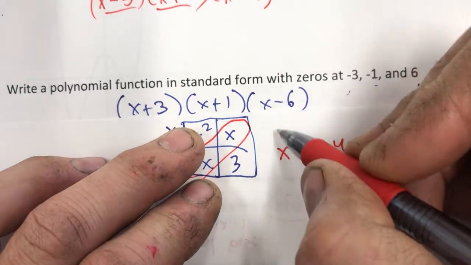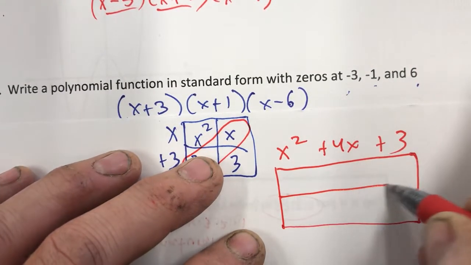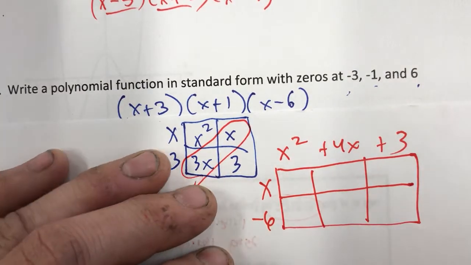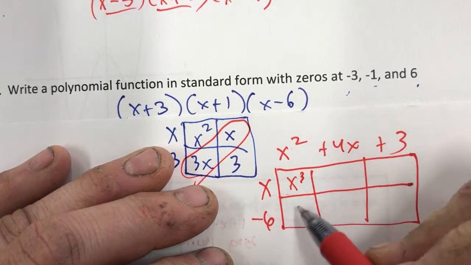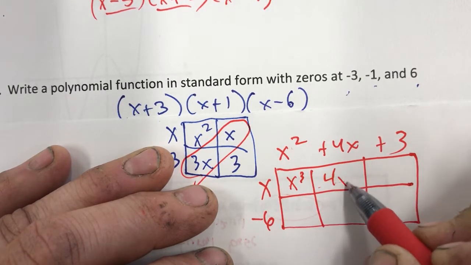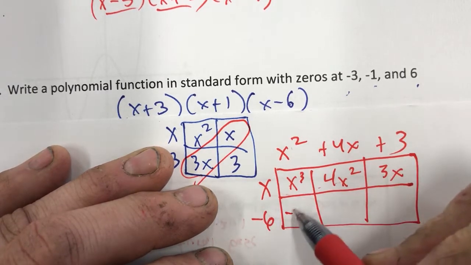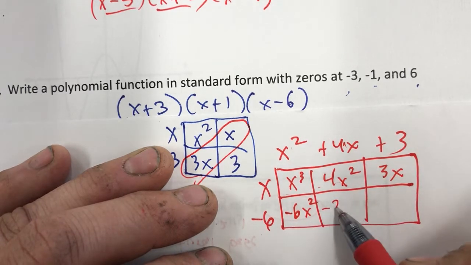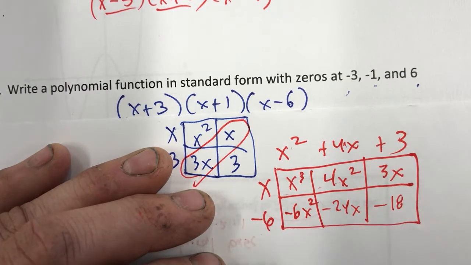All right, now we got to take this third one and multiply it. So I'll build a box underneath that. And it's x minus 6. All right, so right here, this is x squared times x, which is x to the third. X times 4x is 4x squared. X times 3 is 3x. X squared times -6 is -6x squared. 4x times -6 is -24x. And then 3 times -6 is -18.